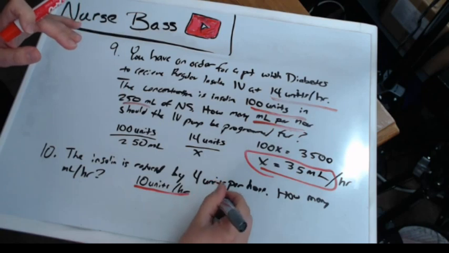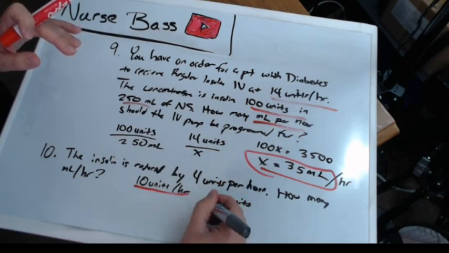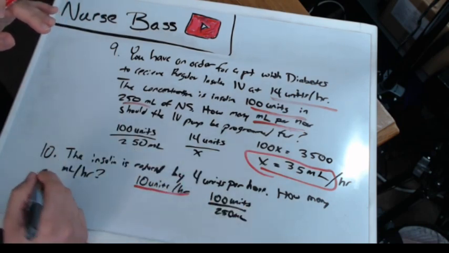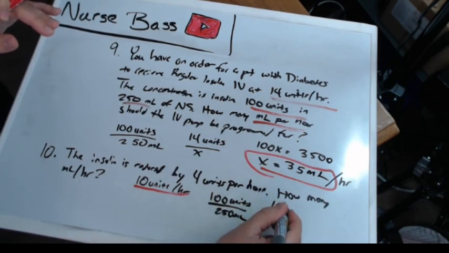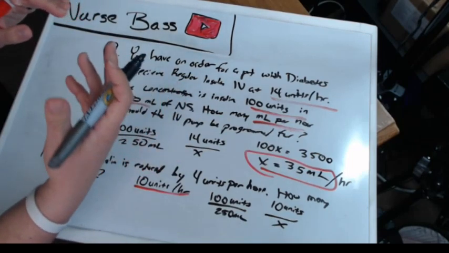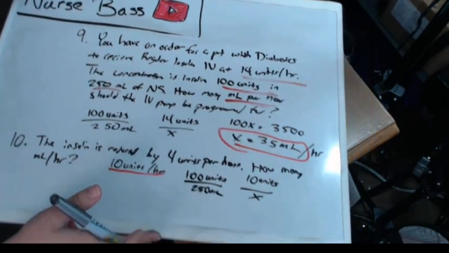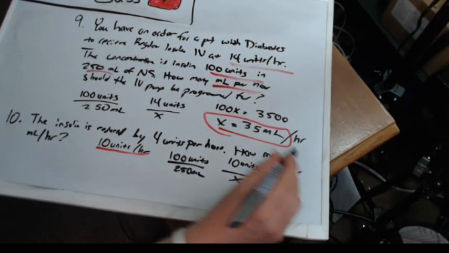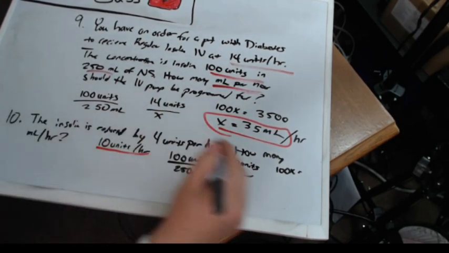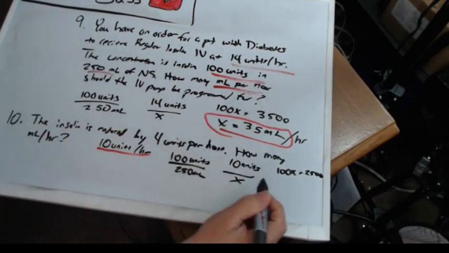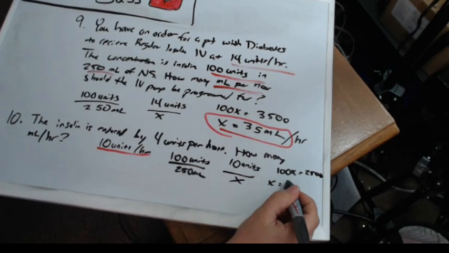So again, 100 units in 250 mils. And what we have is 10 units per hour. And your unknown is your mils. Again, you're doing the same cross multiplication, right? 100 units times X is 100X. 250 times 10, 2,500. Divide by 100 on both sides to give you 25 mils per hour.